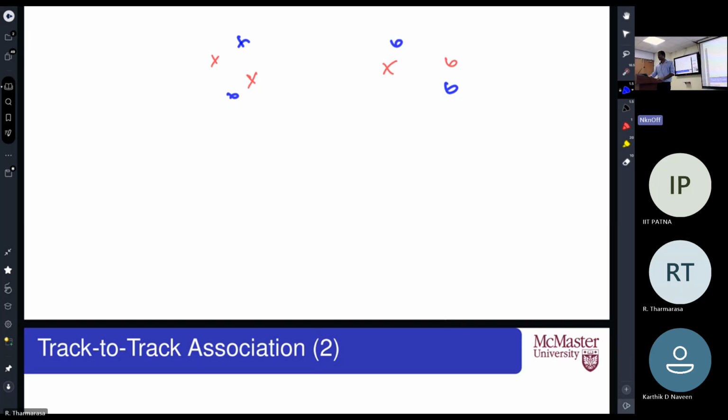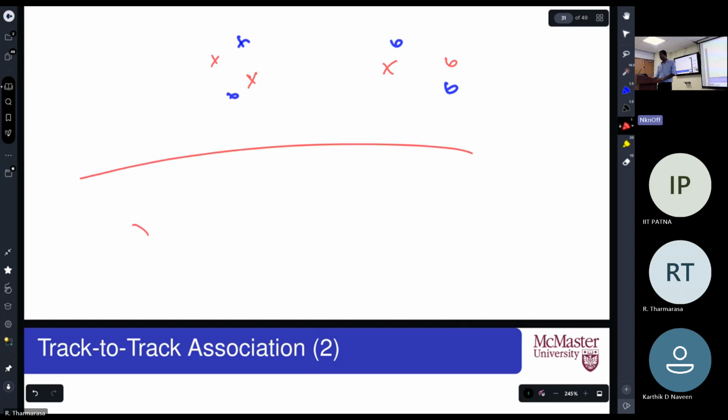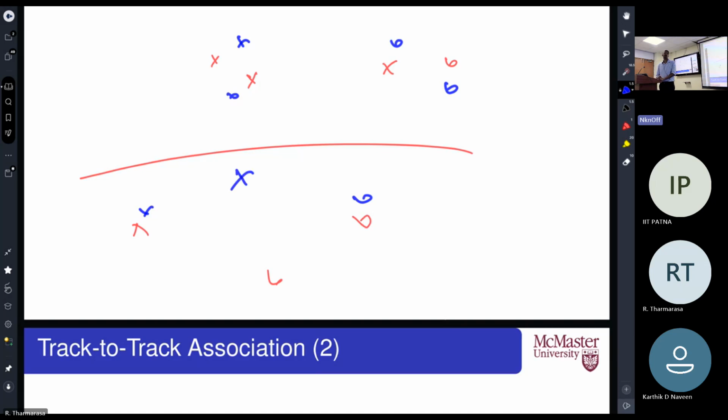Earlier, I was talking about this case. That is easy, right? So like here and here. So you have here, here, and here. This is an easy problem. That's what we talked about. This is like a nearest neighbor approach in which this goes with that, this goes with that. That's fine. But this is complicated. This is like multi-target tracking data association.